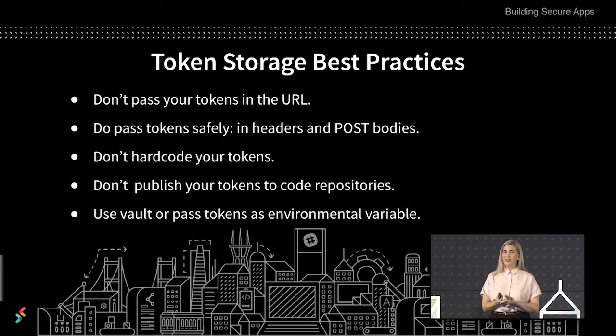Do not hard code your tokens. Don't publish them to your code repos, even if they're private. This is a huge attack surface. We have a token nuker, and we're finding and revoking tokens from GitHub every day. And Max will talk a little bit more about that later. You want to store your tokens safely in something like Vault or pass them as environmental variables.